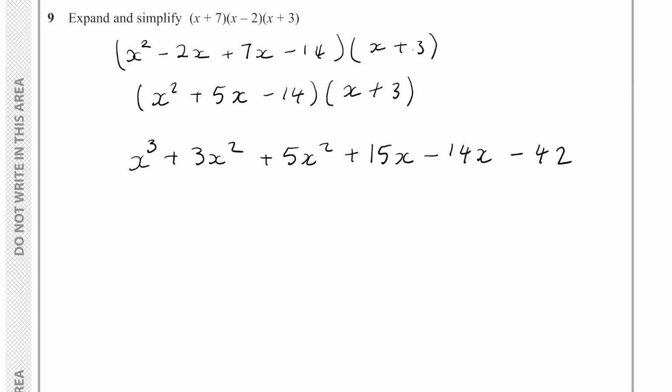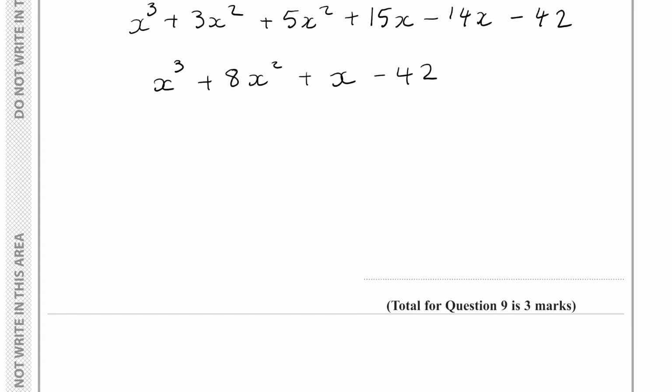Collect the like terms. So we've got 1x cubed. We've got 3 plus 5, so 8x squareds. 15 take away 14, so 1x, and minus 42 on the end. So that is our answer. X cubed plus 8x squared plus x minus 42.